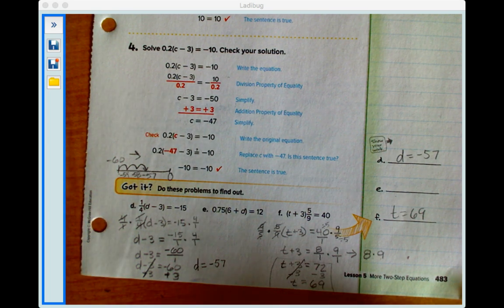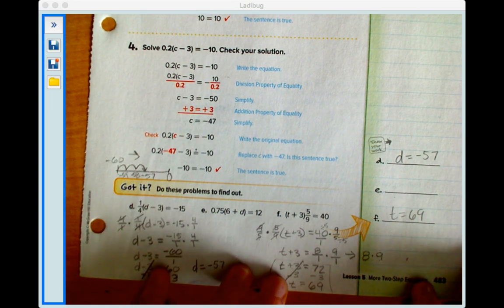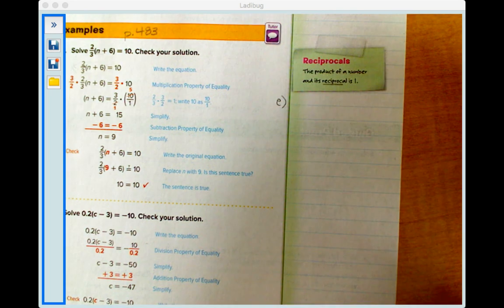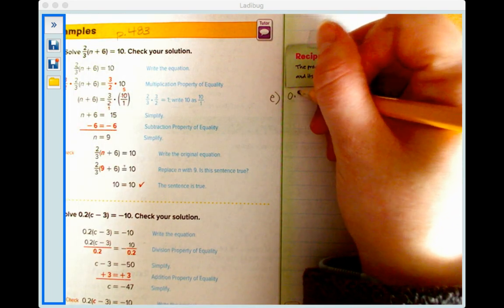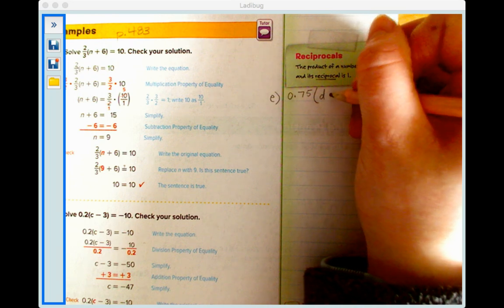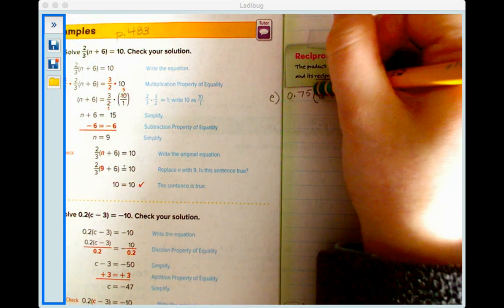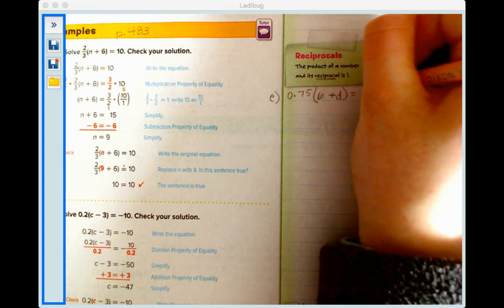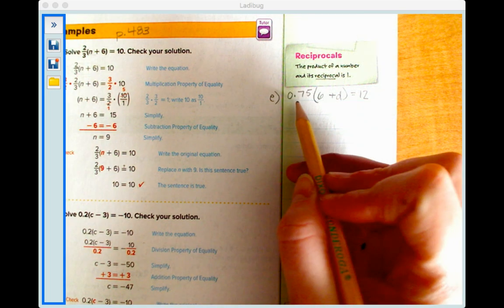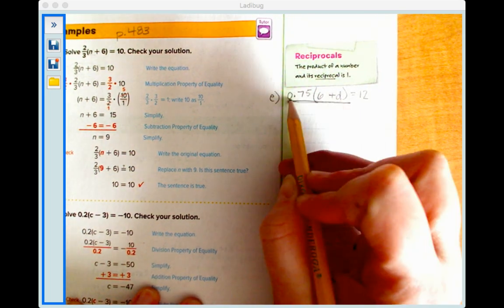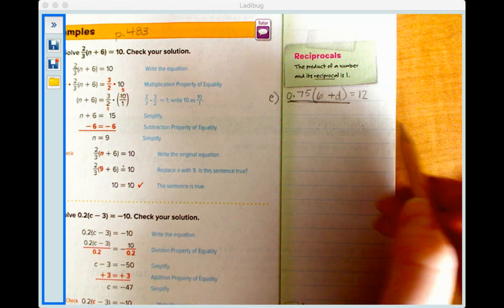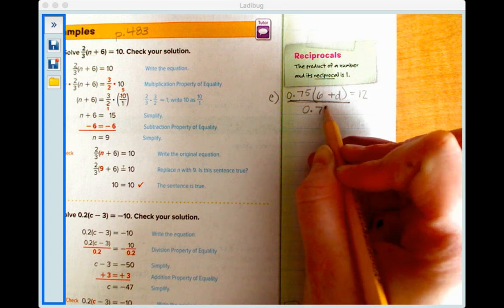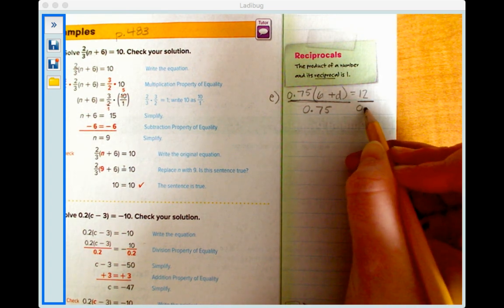So let's go to letter E. I'm going to rewrite it up in our work zone. Letter E is 0.75 times 6 plus D equals 12. We are first going to get rid of our out of the parenthesis number, which is times 0.75. So we're going to get rid of it by dividing by 0.75 on both sides.